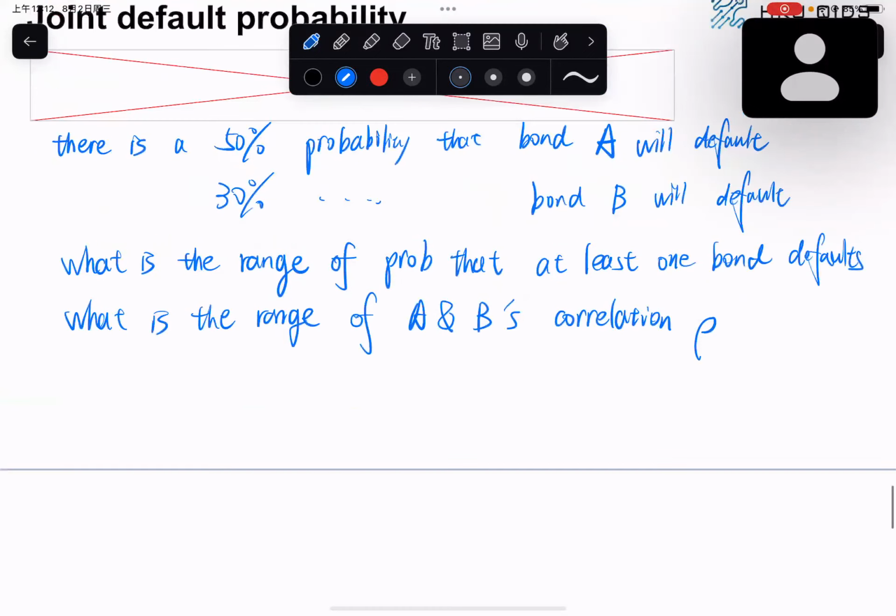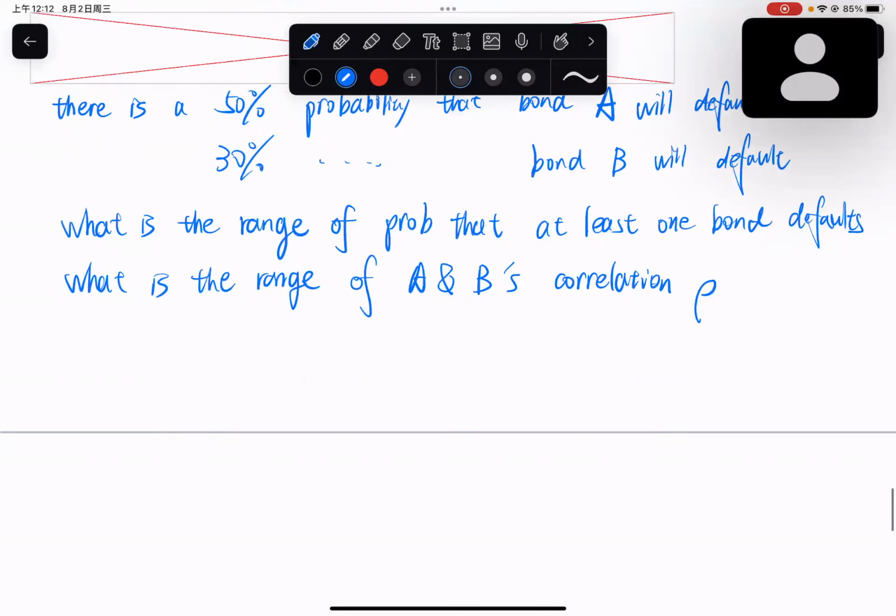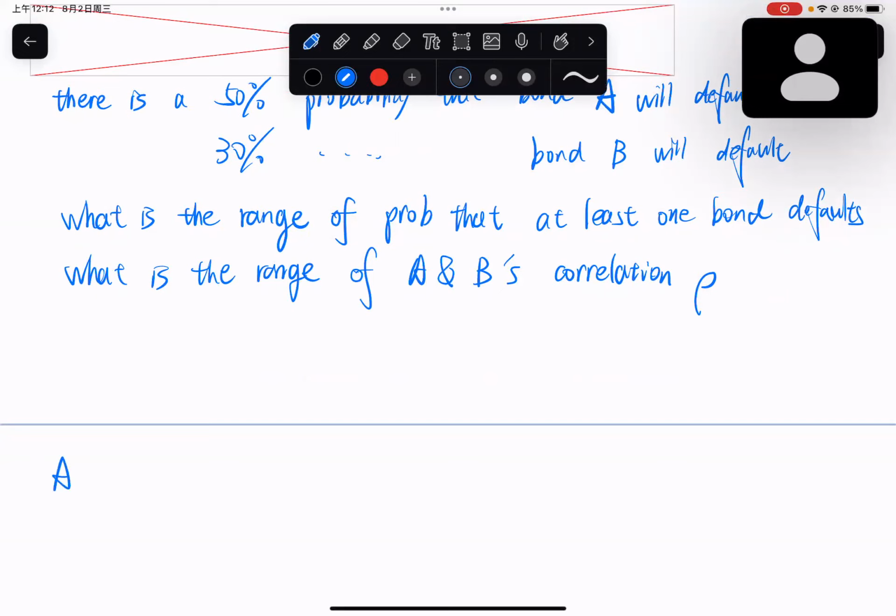Okay, so there is a 50% chance that A is going to default and 30% that B is going to default. What is the range of the probability that at least one defaults, and what's the range of A and B's correlation? So this is a kind of range problem. So we need to have some scenario discussion about some extreme cases, the maximum and the minimum and things like that. So let's start with the maximum. Of course, if A and B are independent, of course, when A defaults, let's write it down here.